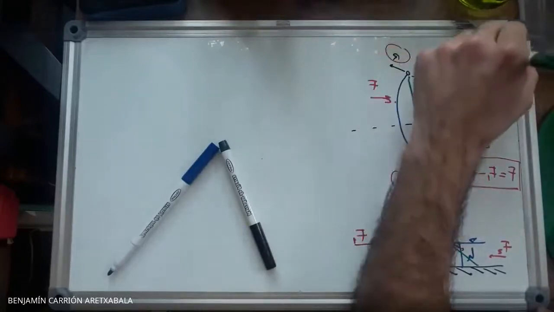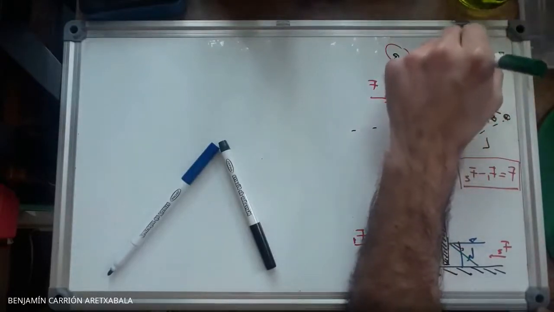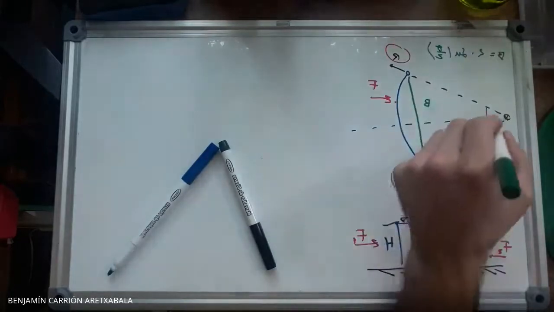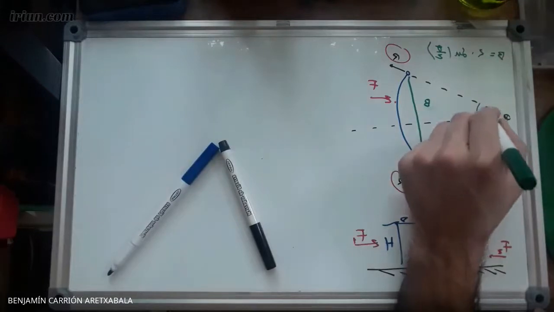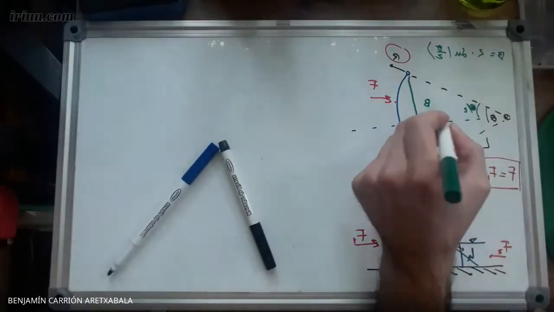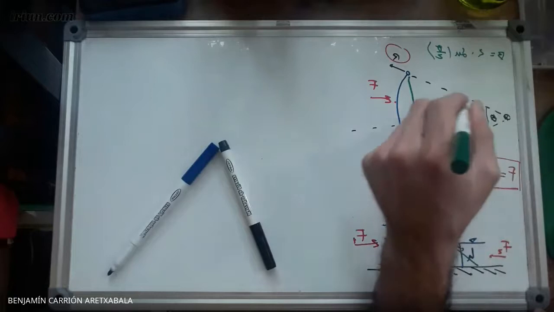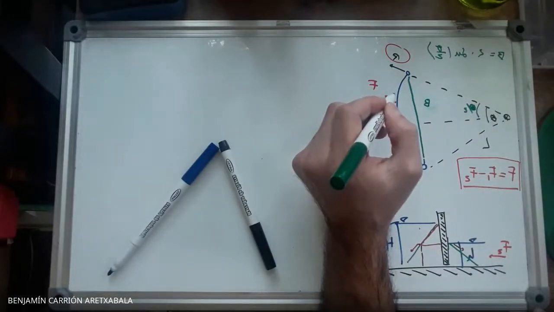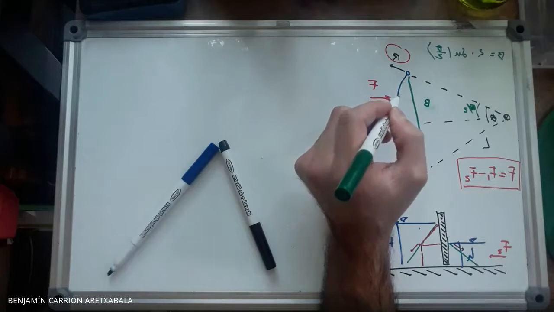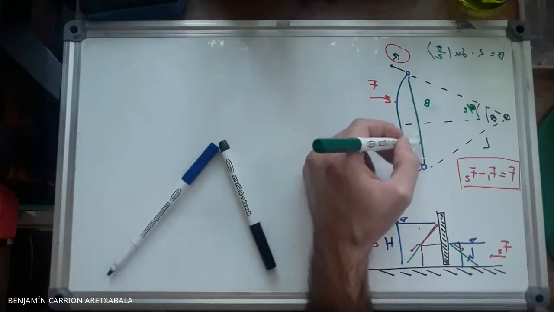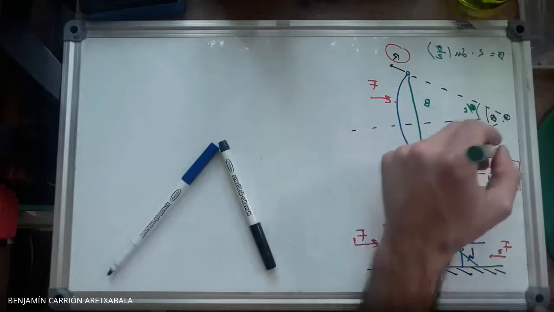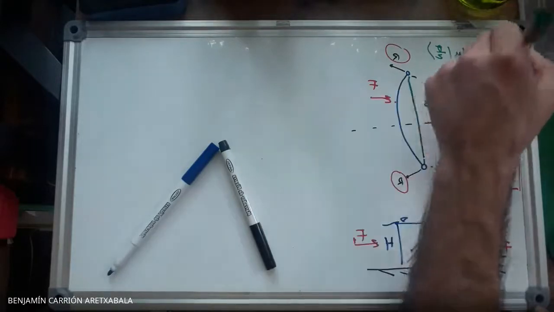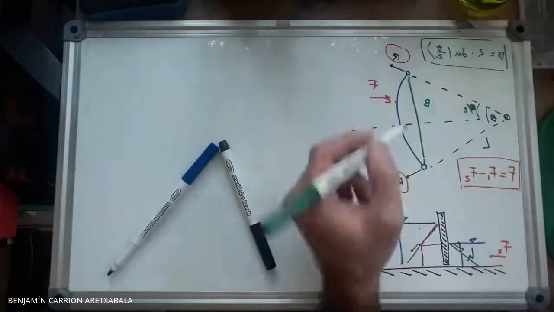B is 2 times sine of theta half, right? Because this angle is theta half, so this is L sine theta half, and this is 2 times that. So this is the distance between those two.